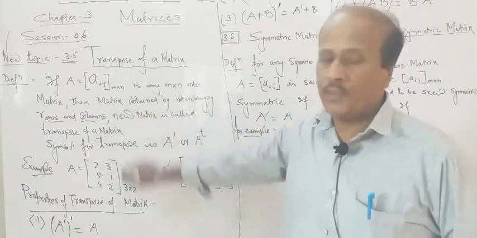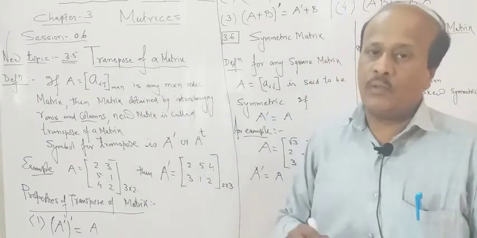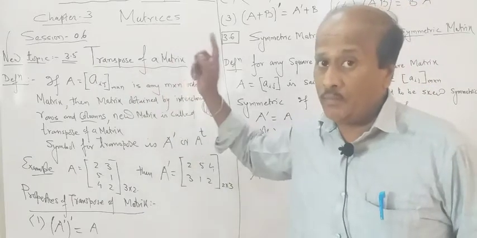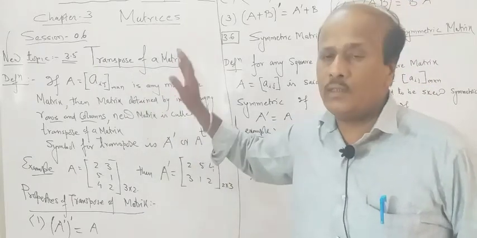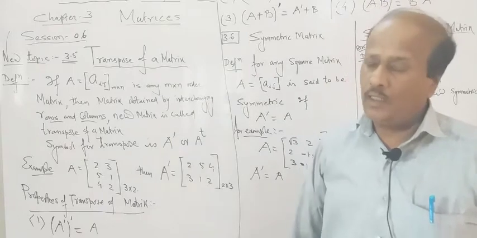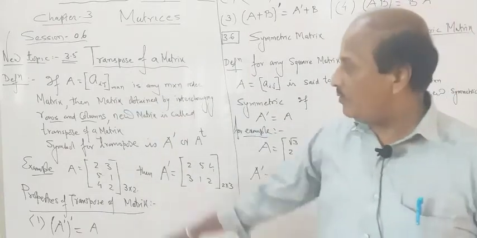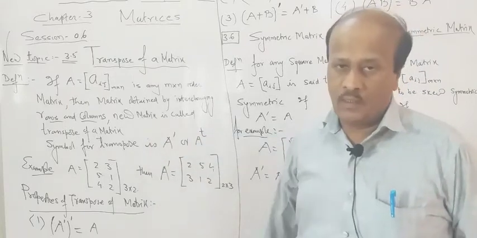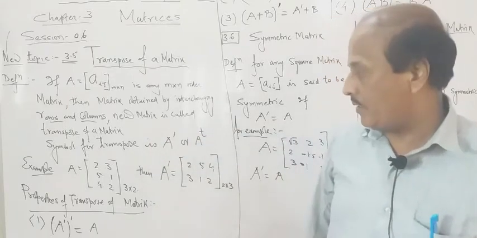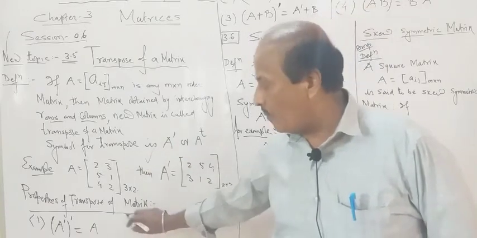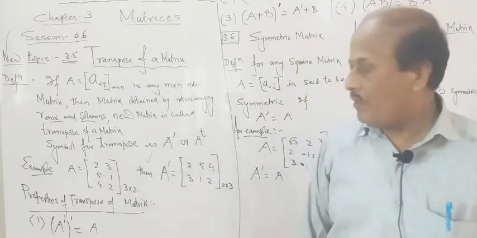Once more, the definition is: if A is equal to [aij] with order m cross n is any matrix, it's not necessary that it should be a square matrix, any matrix, and if you are interchanging the rows and columns, whatever new matrix you get is called the transpose of a matrix. I already told you the example. There are some important properties of the transpose of a matrix.